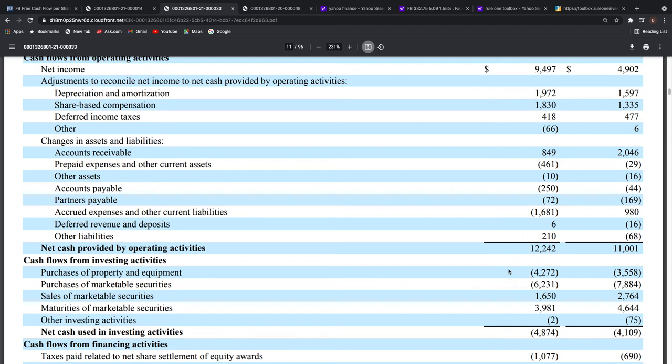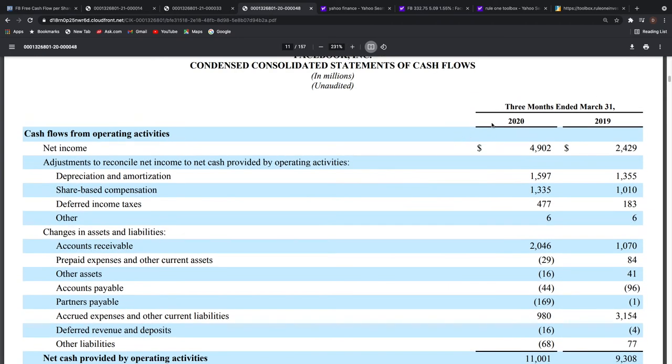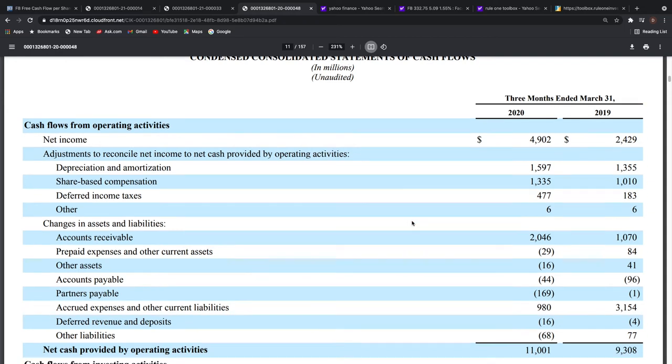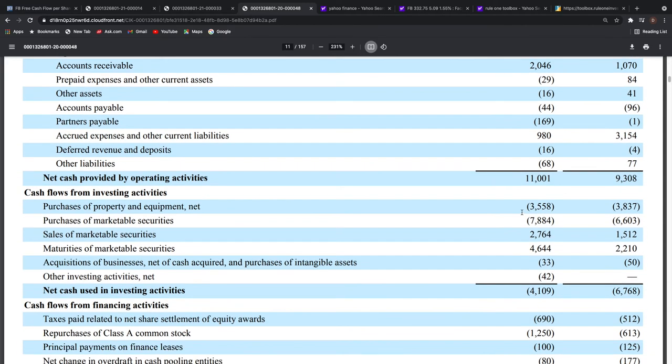And then subtract the previous quarter from last year. So here we are, we just go to check that. You can see here that this is the three months ended from last year, so the first quarter of 2020. So I'm just going to remove this amount. We've got the net cash from operating activities, which is 11,001, and we just need to minus the purchase of property, plant and equipment again, 3,558, which gives us 7,443.